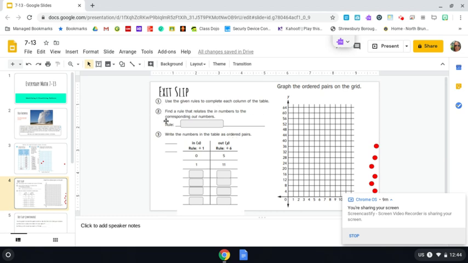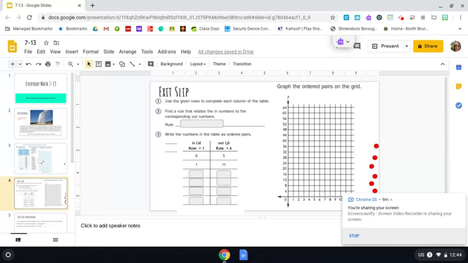Now, when they ask you for a rule, remember your rule is how do you get from the in to the out? Or how do you get from the x to the y? That was like the hint. The in numbers to the corresponding out numbers. How do you get from 0 to 5? How do you get from 1 to 11? That's what you have to really think about. Okay, so that's your task.